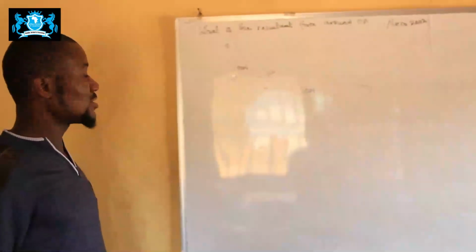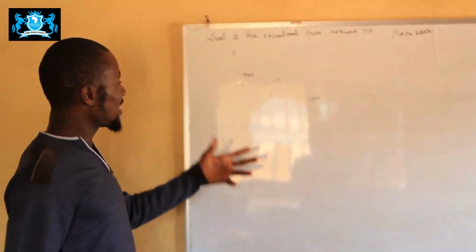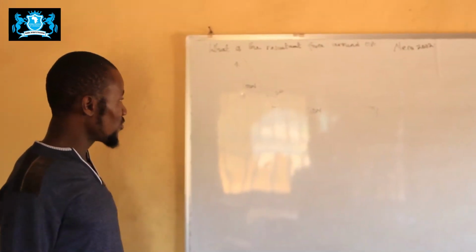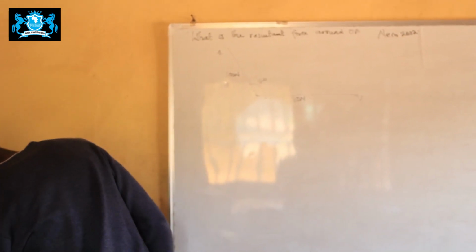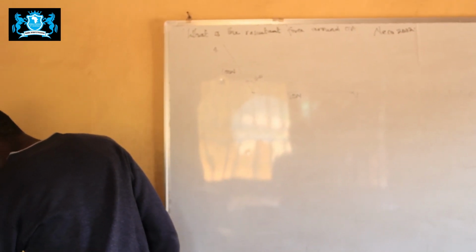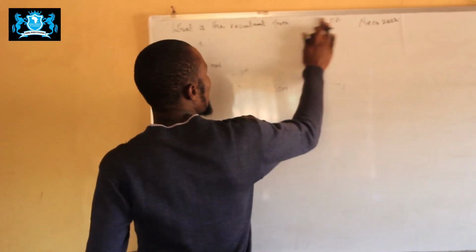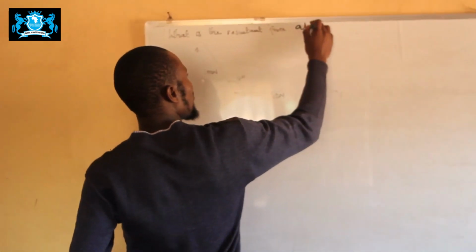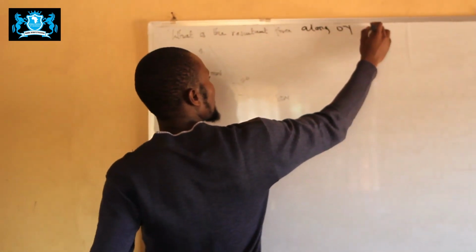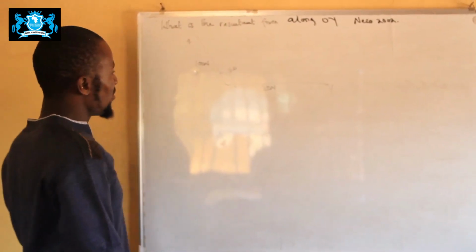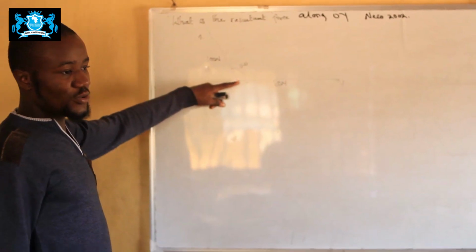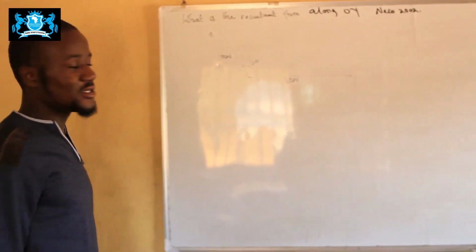So today we are still looking at scalar and vector quantities under physics. So we want to look at this question: calculate the resultant force along OY, equal to 2002. So now, you know that this is an obtuse angle because it's greater than 90. So how do you do it?